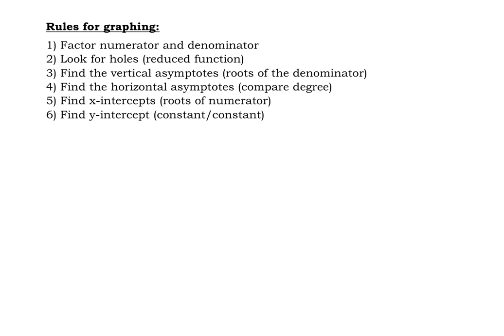Okay, so when you're graphing, you want to factor the numerator and denominator. You're going to look for holes. And then after that, you're going to determine your vertical asymptotes. Then you're going to find your horizontal asymptote, which you're comparing the degree. And this is where I would do it from the original, not the factored form. You're going to find your x-intercepts, and you're going to find your y-intercept.